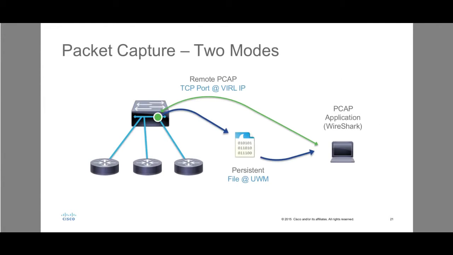The next feature is packet capture, and it too has two modes. One, on the bottom here, is a mechanism where the packets captured for a specific interface are written to a file. That file is accessible on the UWM, and it can be downloaded to your PC and played by any PCAP capable application. The second mode, which I'm showing on the top, is the remote PCAP. In this case, the packet capture is written to a live TCP port, and you can then use a mechanism on a remote machine to send that to a file and watch the packets being captured live, again with your PCAP application.